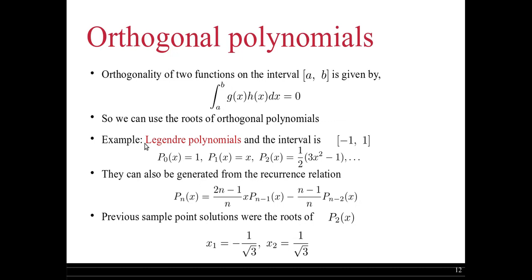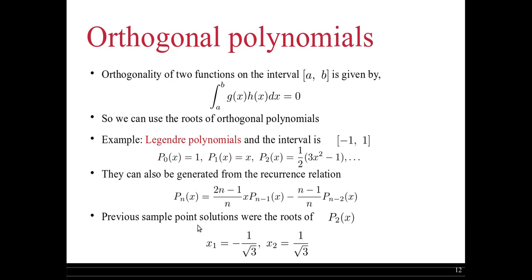For example, I am talking about Legendre polynomials, and the interval is -1 to 1. In this case, these polynomials are defined as P0 equals 1, P1(x) equals x, P2(x) equals half of (3x squared minus 1), and so on. They can also be generated from the recurrence relation. If I give P0 and P1, you can generate a polynomial of any order.